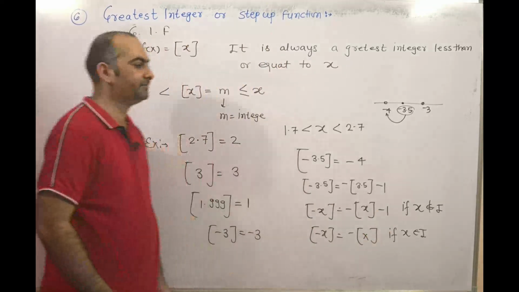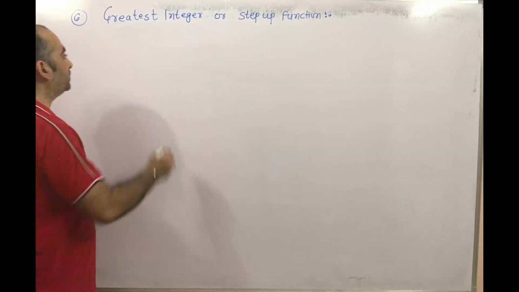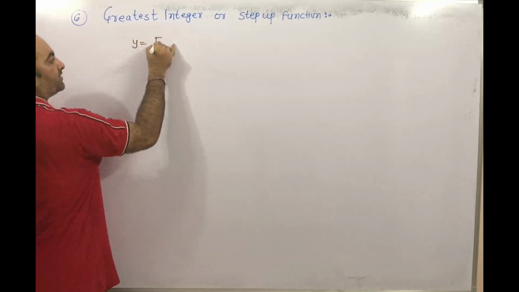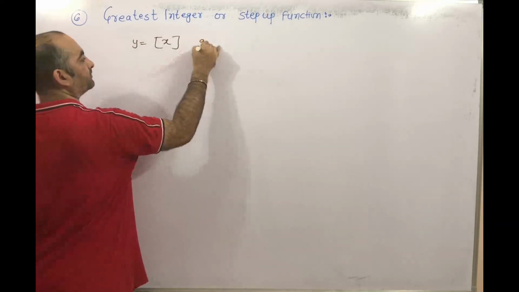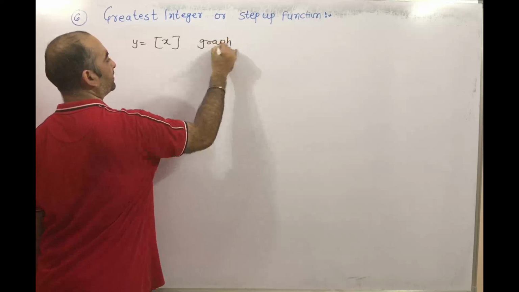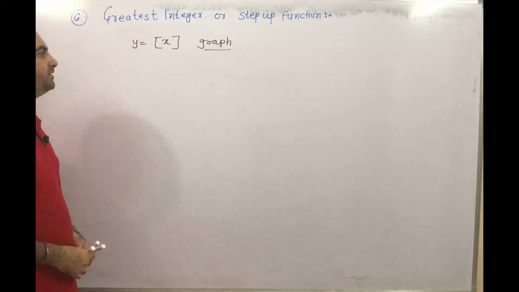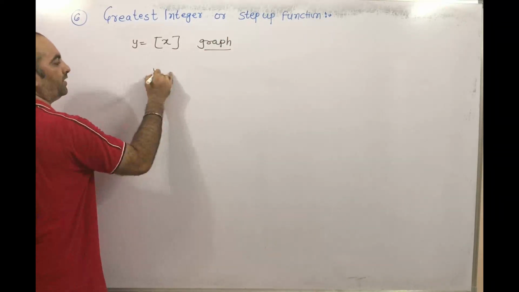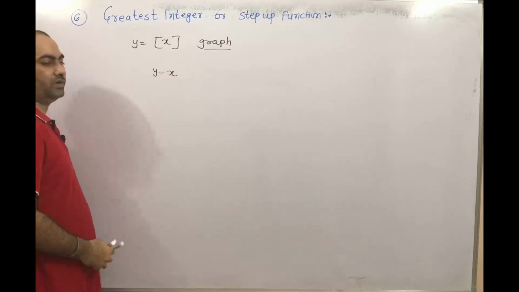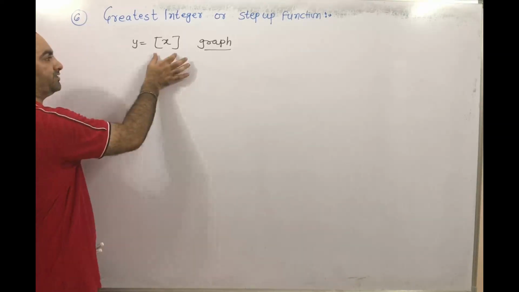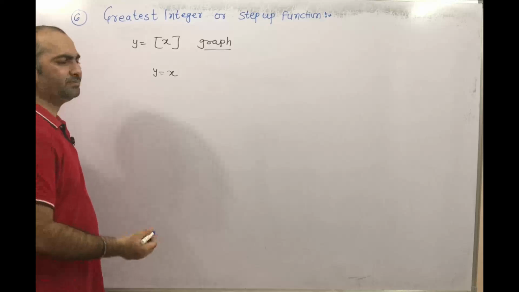Okay, next we are discussing the graph of y equal to the greatest integer of x. So how to draw the graph? Very simple: first we will draw the graph y equal to x. After that we will draw the graph y equal to the greatest integer of x. Very simple.